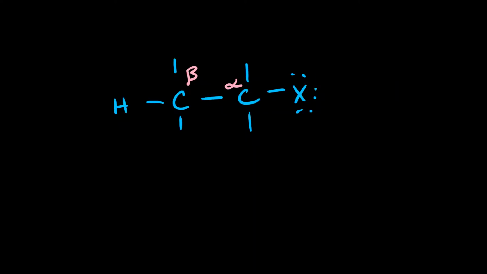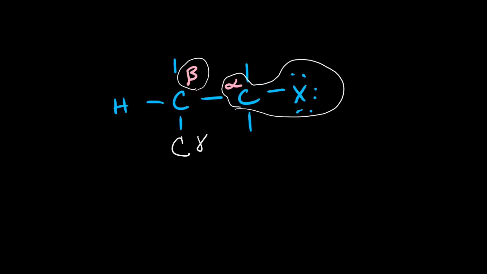We use lowercase Greek letters to designate different carbons in an elimination reaction like this. The carbon with the leaving group, in this case the halogen, is going to be called the alpha carbon. And then as you go out, you go through the alphabet. So 1 carbon over is going to be the beta carbon. If we had another carbon here, that would be called the gamma carbon, and so on.